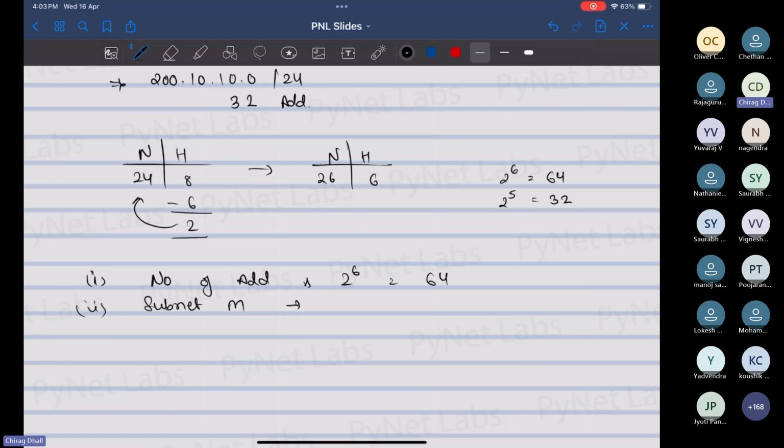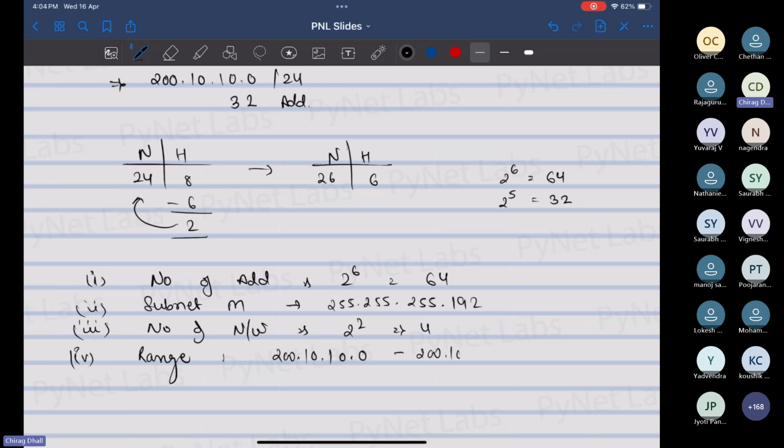Subnet mask for 26 bits will be 255.255.255.192, right? Third is calculating the number of networks, which will be 2 raised to the power 2, 4. And finally, the range, which will begin from 210.10.0.0 and will end at 210.10.0.63. Clear, guys?